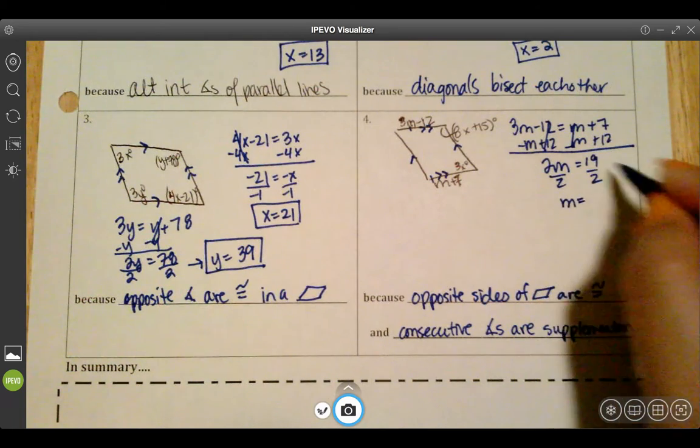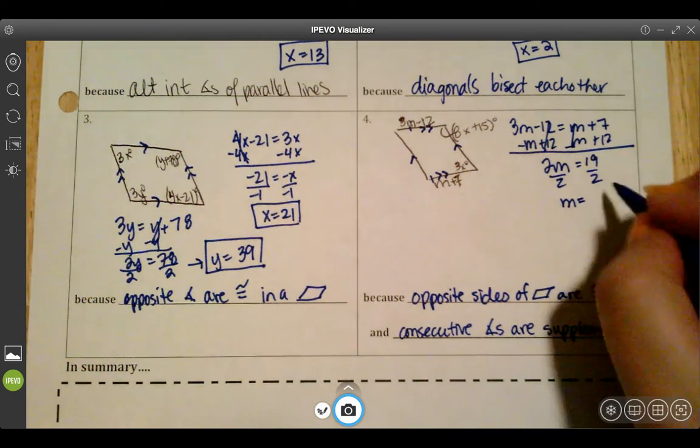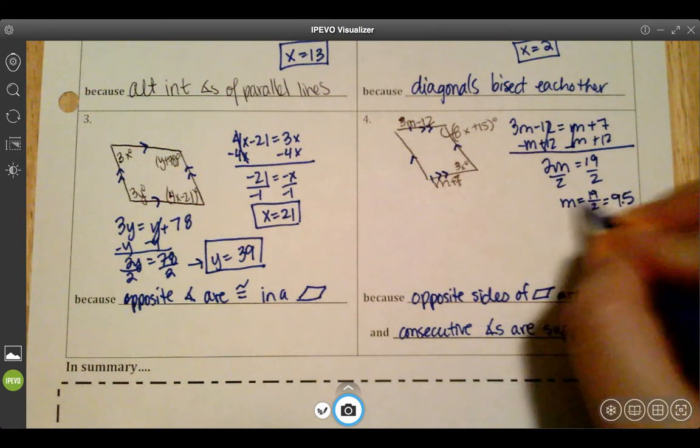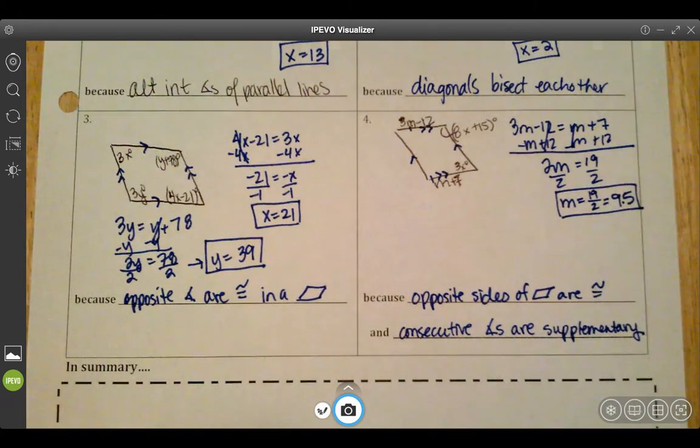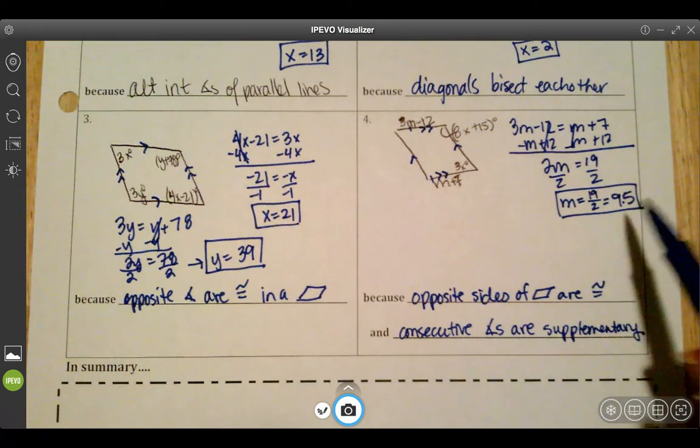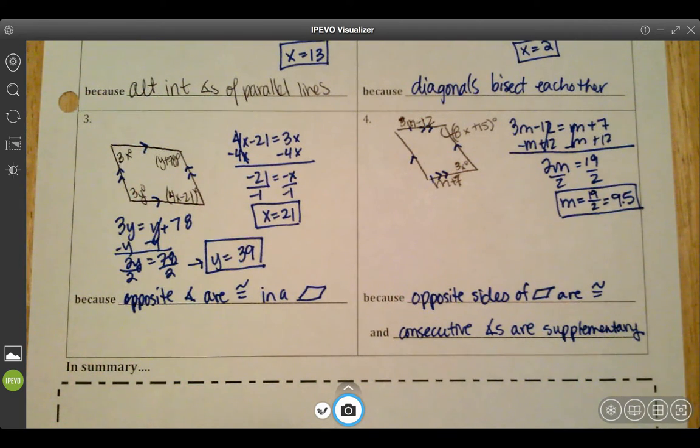m equals either 19 halves as an improper fraction or 9.5 as a decimal. If it does not specify what format to put your answer, always put it in an exact form. So in this case, either form is exact. If I have to round the decimal, I would always choose to leave it as a fraction unless otherwise specified. Okay, so that's our opposite sides.